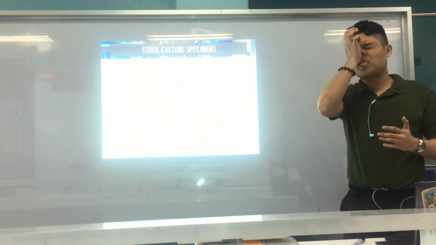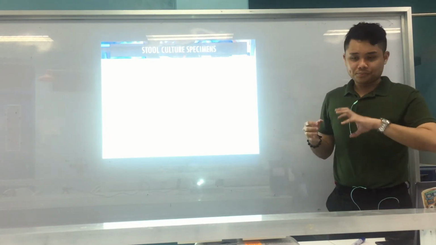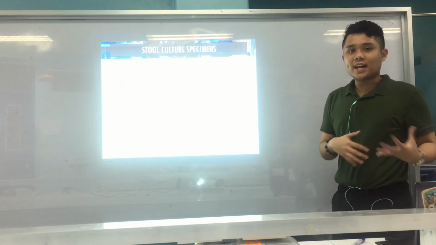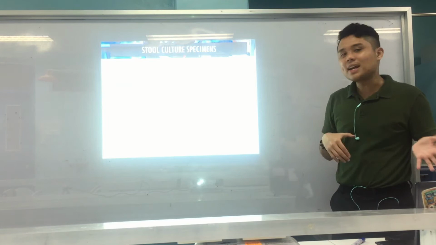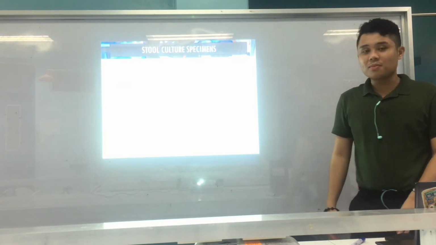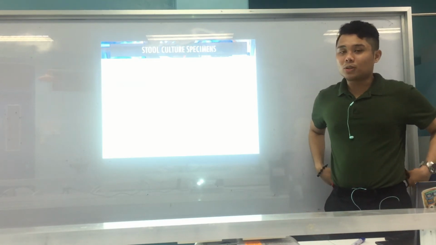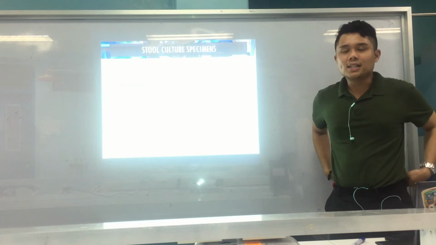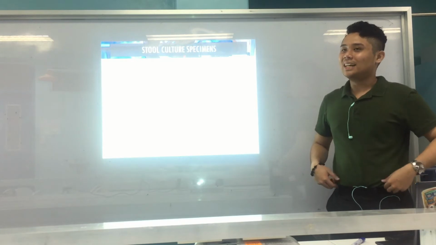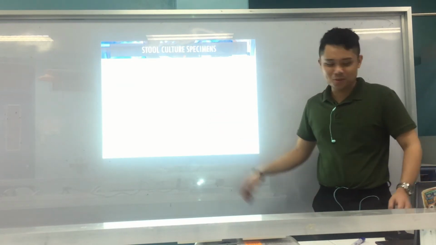Stool is the specimen of choice for gastrointestinal pathogens, those that affect the GI system, basically those that cause diarrhea, gastroenteritis, etc. It is one of the most commonly encountered specimens, not only in bacteriology or microbiology but also in clinical microscopy, especially parasitology, and one of the specimens that people are somewhat afraid of.